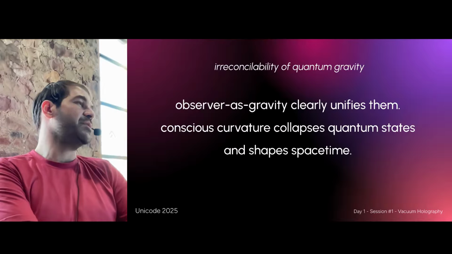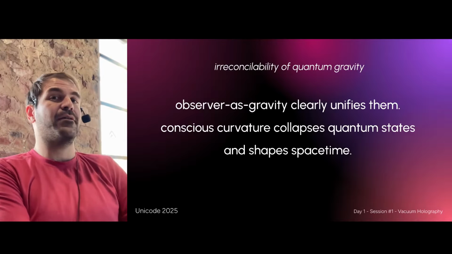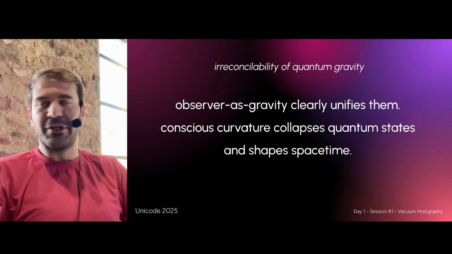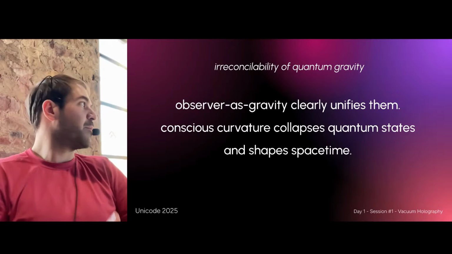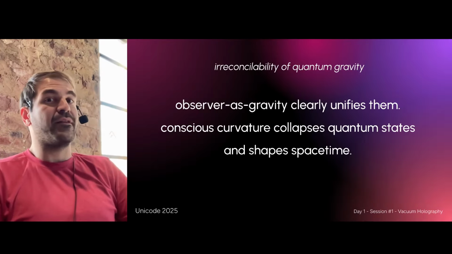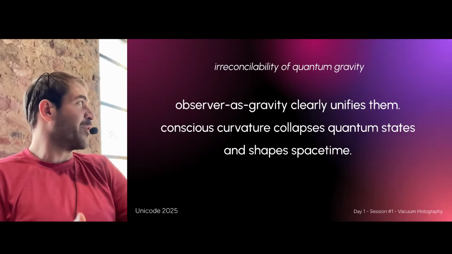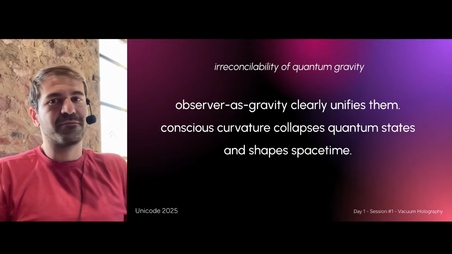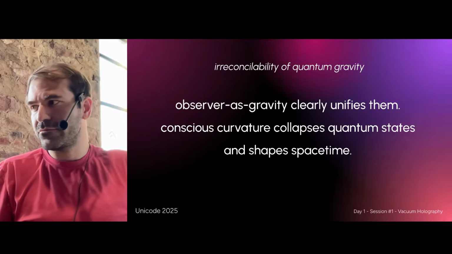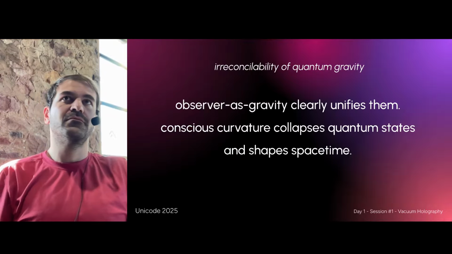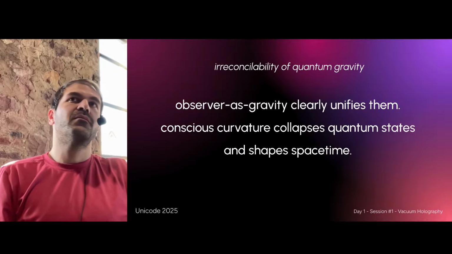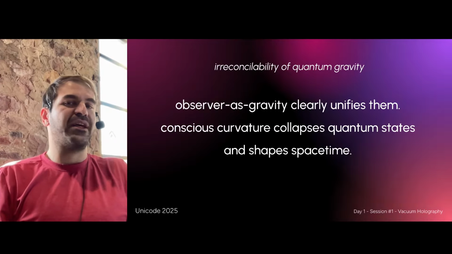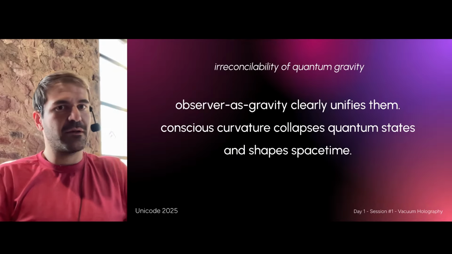If you even just took that out of the seminar, and I mention this later, towards the end of this session, if you literally take nothing from this seminar except one thing, it would be that the observer as gravity unifies general relativity and quantum mechanics. That's really the fundamental crux of everything. And then it makes perfect sense because conscious curvature is collapsing quantum states and shaping space-time rendered experience.